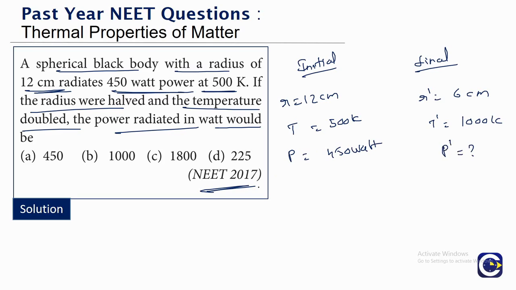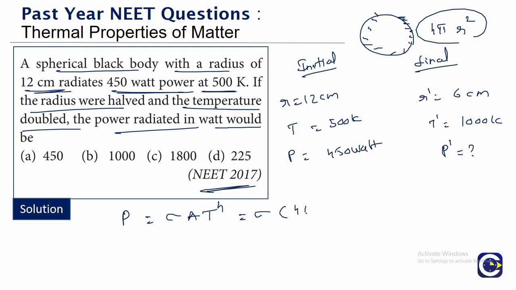So Stefan's law says radiation power is equal to sigma A T power 4. Sigma is the Stefan's constant for a black body, A is the surface area, T is the temperature on the absolute scale or Kelvin scale. Spherical body means the surface area will be 4 pi R square. So 4 pi R square into T power 4, that is the initial. Final P dash is equal to sigma 4 pi R dash square into T dash power 4.